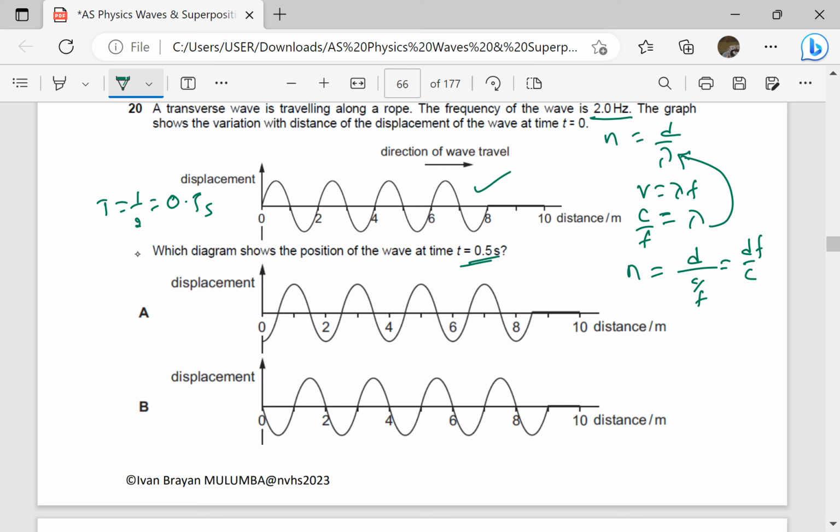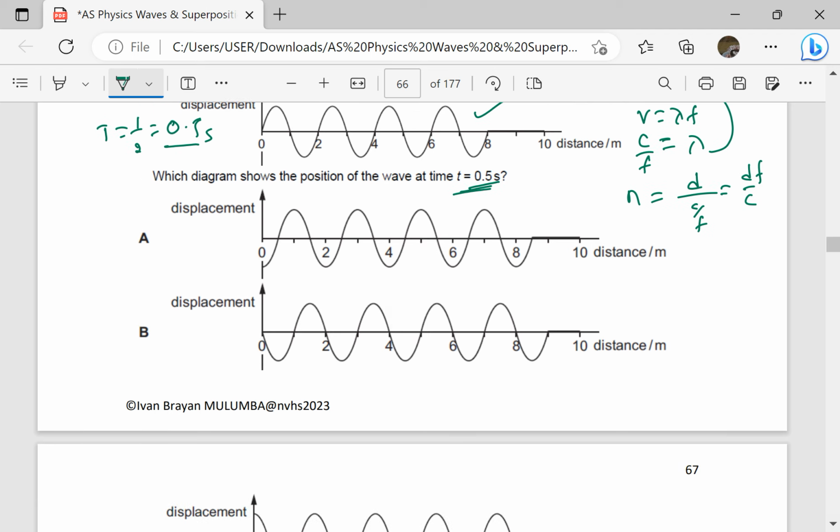A transverse wave is traveling along a rope. The frequency of the wave is 2 Hz. The graph shows the variation with the distance of the displacement of the wave at t equals 0. At t equals 0, this is what we have. Then the period is 0.5 seconds. Which diagram shows the position of the wave at t equals 0.5? That is after one cycle.